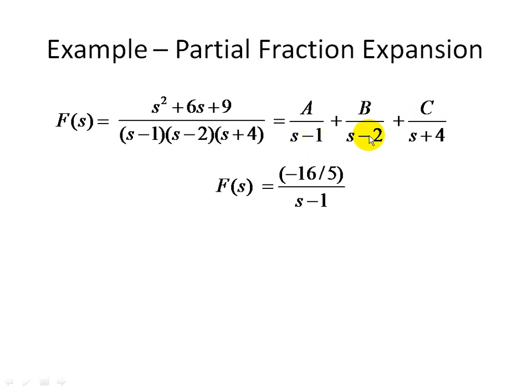We will show where we do this example by longhand, but it turns out the result is that a is equal to negative 16/5 over s minus 1. So a is basically negative 16/5, b is 25 over 6, and c is 1/30.